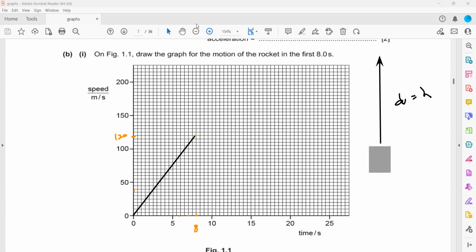So if you want to work out the height after 8 seconds, we just find the area of this part. And what shape is it making? A triangle. So we'll use the formula half base times height. So half times base, which is 8, and the height is 120. So we simplify, this will be 60 multiplied by 8. So 6 multiplied by 8 is 48. So 480 meters. That's the height of the rocket after 8 seconds.